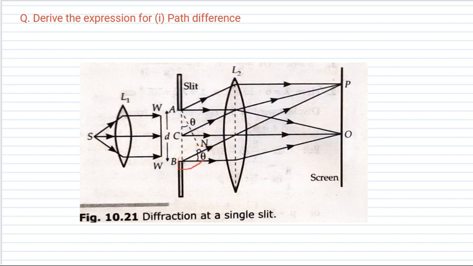This is the extra path which the light has to travel in this direction. Because of this path difference, at this point on the screen we will get a secondary maxima or secondary minima depending on the path difference. So first, let's derive the expression for this path difference.